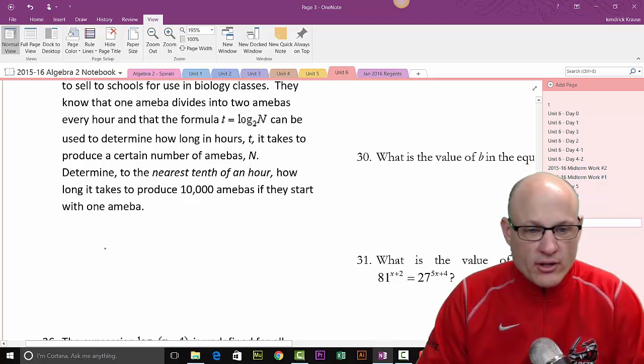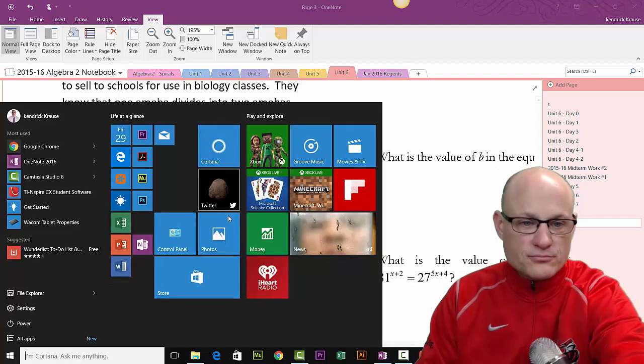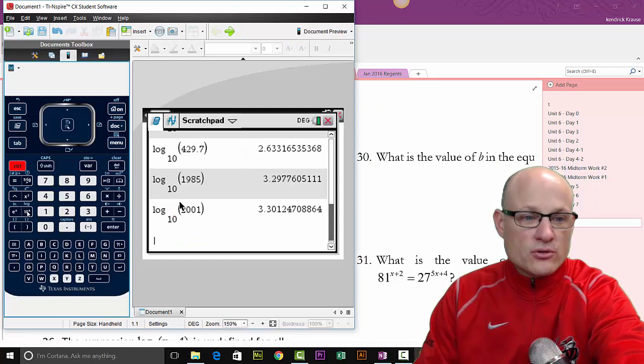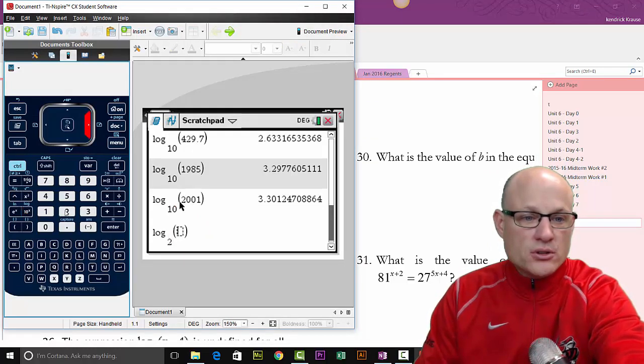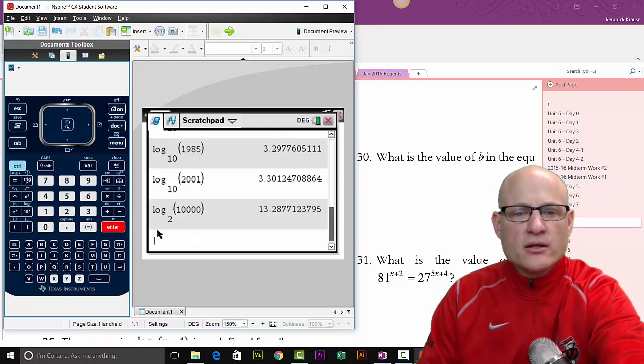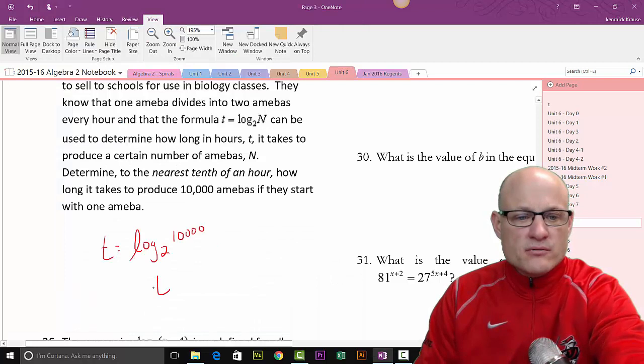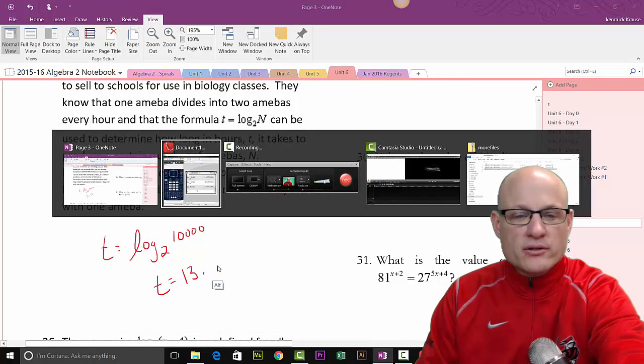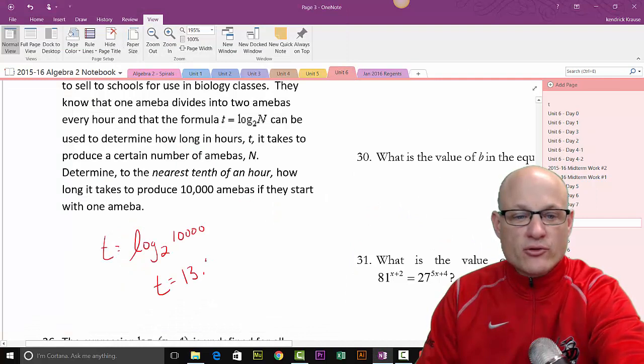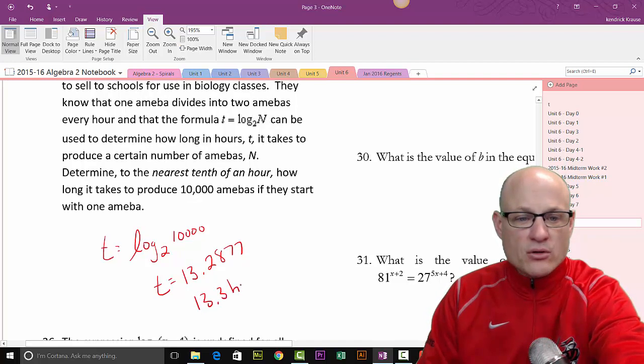T equals log base 2 of 10,000 amoebas. So control log base 2 of 10,000. It's going to be a lot. 13.2877. That was a joke, by the way. 13.2877 to the nearest 10th of an hour: 13.3 hours.